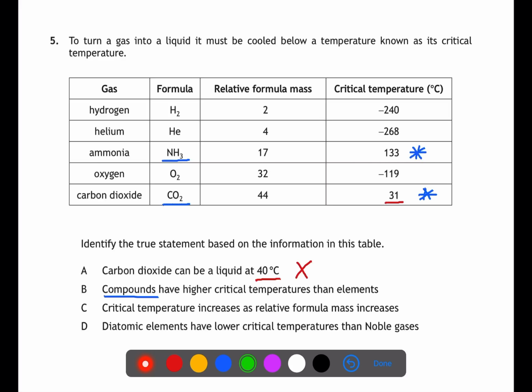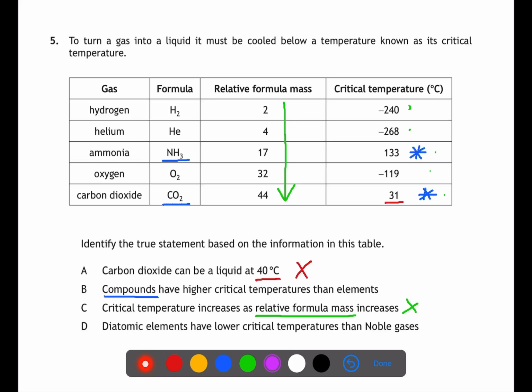Critical temperatures increase as relative formula mass increases. We have a look at the relative formula mass. You can see it's increasing from hydrogen at the top to carbon dioxide at the bottom. But if we have a look at the critical temperatures, we go from negative 240 down to negative 268, then up to 133, back down to negative 119 and back up to 31. So there's no pattern here.